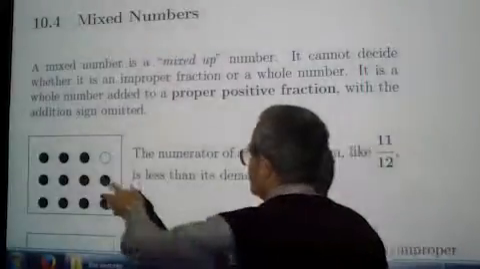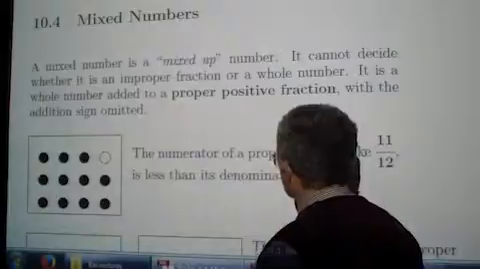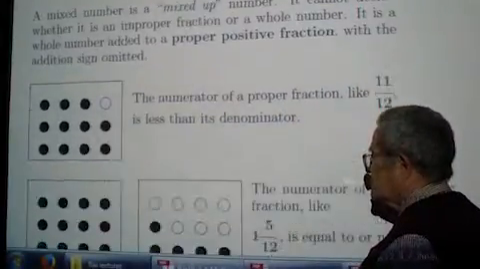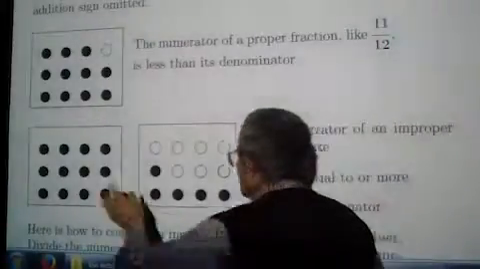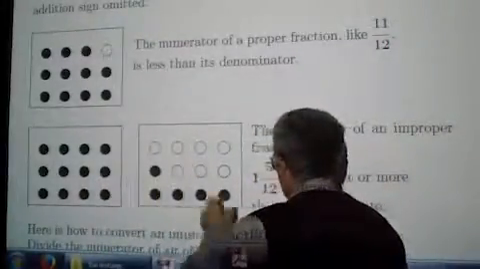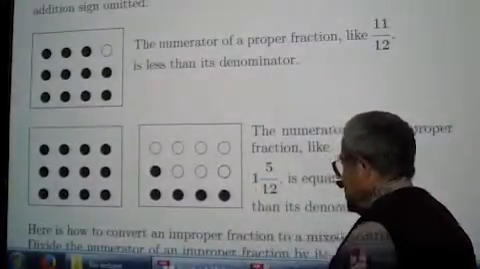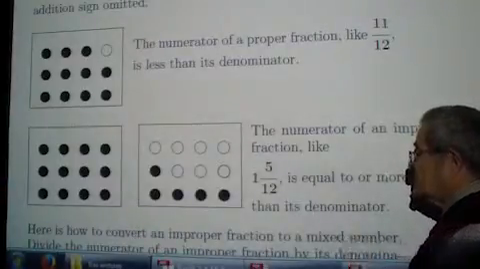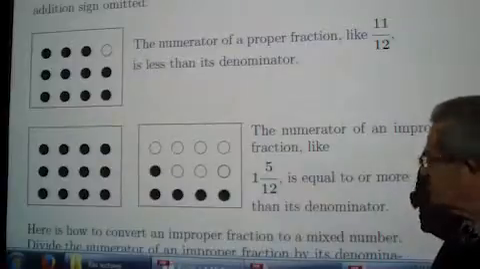This is an example of a proper fraction. This is 14 over 15. The denominator is more than the numerator. This is an example of a mixed number. 1 whole and 5 twelfths. 1 whole and, there's a plus here, which people don't write. But in this case, the "and" means addition. "And" does not always mean addition. Here it does.